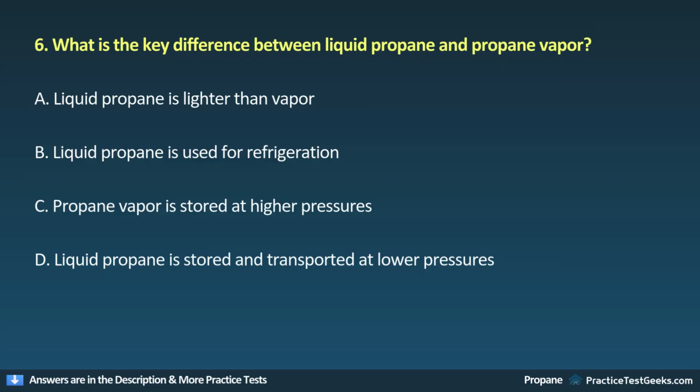6. What is the key difference between liquid propane and propane vapor? A. Liquid propane is lighter than vapor. B. Liquid propane is used for refrigeration. C. Propane vapor is stored at higher pressures. D. Liquid propane is stored and transported at lower pressures.